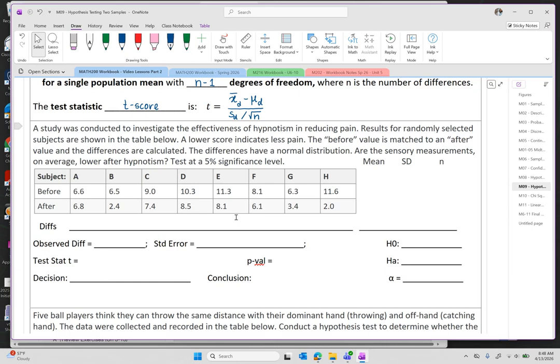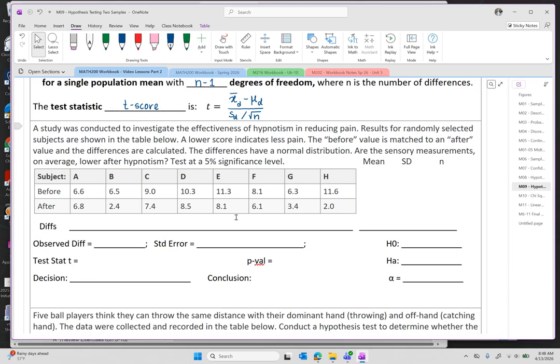So here again we have some people who get treated with hypnotism, and we check their pain levels, and we have the before pain levels, and then we have the after pain levels, and we want to test the claim if hypnotism is effective to reduce the pain levels. So to start this test, we have to find the differences first.